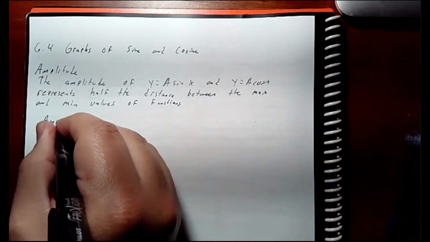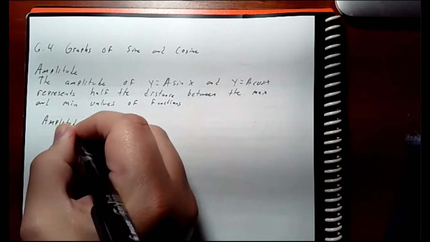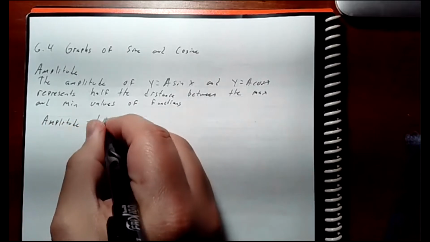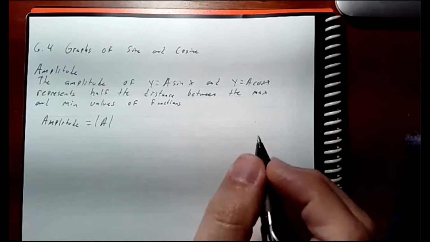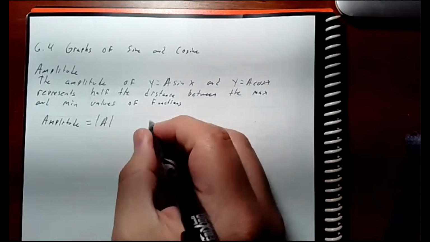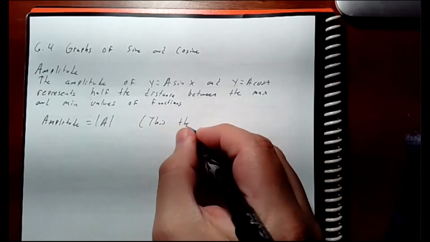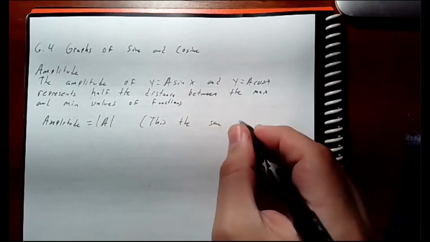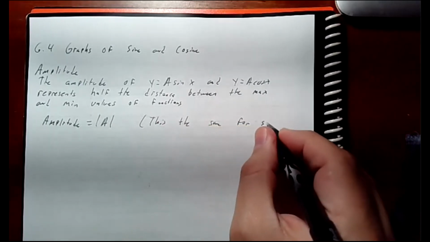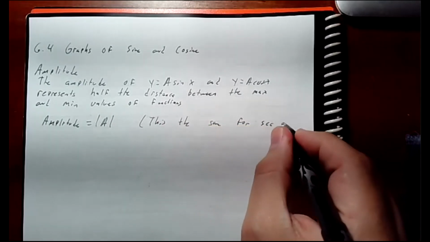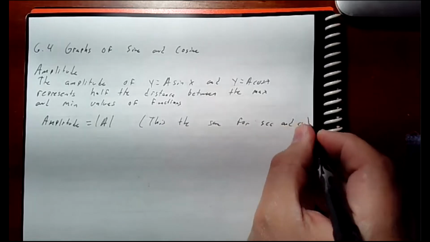So the amplitude is equal to the absolute value of the a in front of the sine and cosine. This is the same for secant and cosecant.